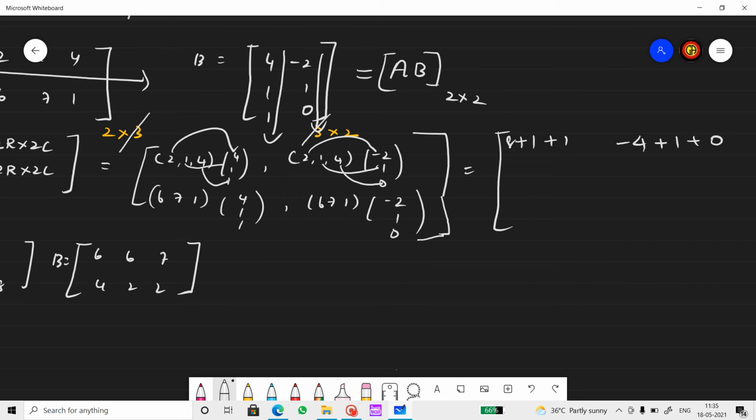So that means first element with the first element, second element with the second element, third element with the third element, and we sum up everything. So 6 into 4, 24, plus 7 into 1, 7, plus 1 into 1, 1. Then 6 into minus 2, minus 12, plus 7 into 1, 7, plus 1 into 0, 0. So we get 8 plus 9, 10.